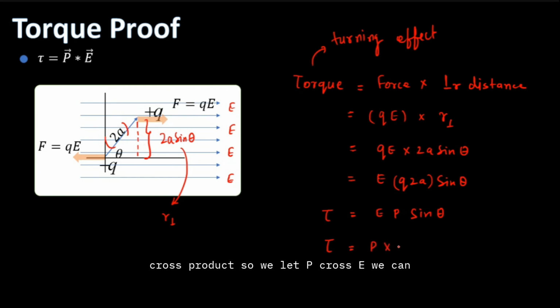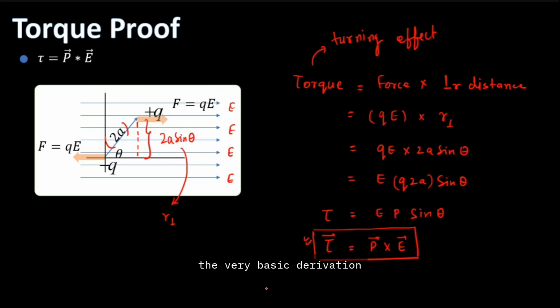So we get P cross E. We can write it as P cross E. This is the vector form of writing torque. So this is a very basic derivation, and through this derivation, we can simply see how torque comes out to be P cross E.